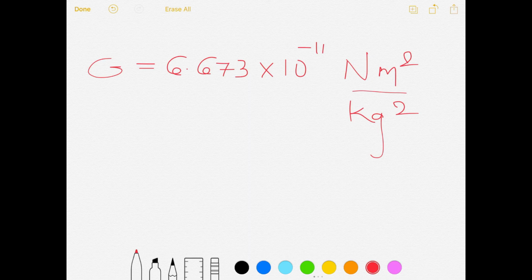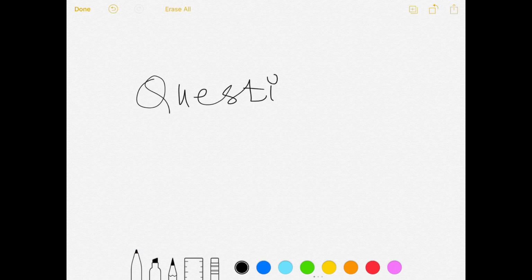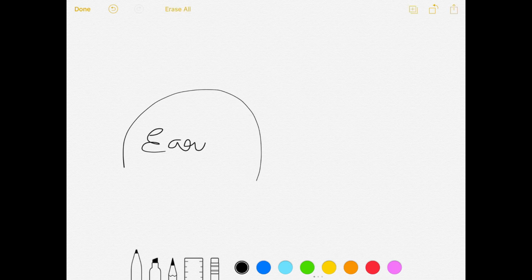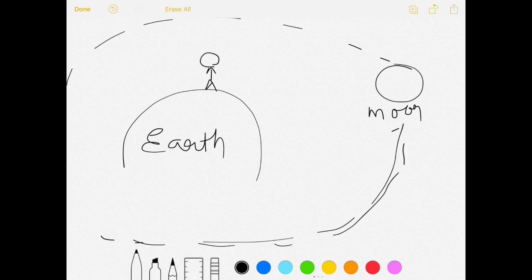Now one question coming to my mind right now after understanding this law is that if every object in the universe attracts every other object with a certain force, then as object 1 I consider my body, and as object 2 I consider the moon. Let us consider this as the earth, and I'm standing on the earth, and the moon is revolving around the earth in a specific orbit. Let us say that the moon is revolving like this.